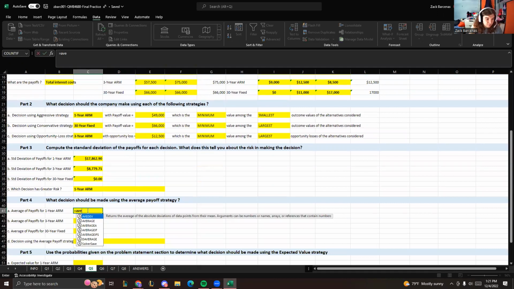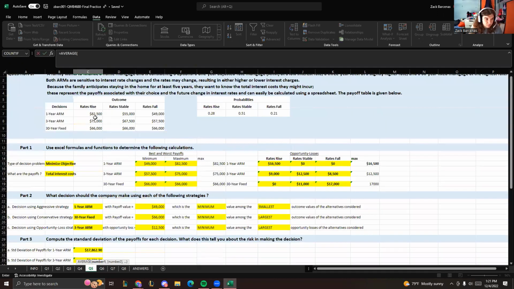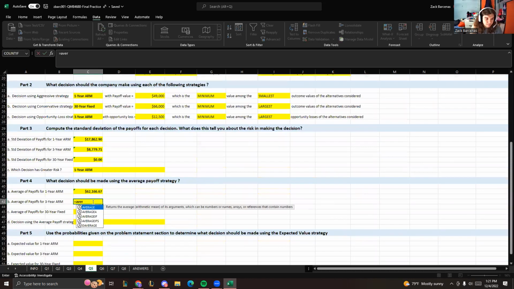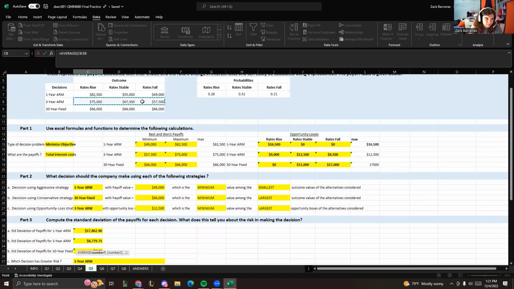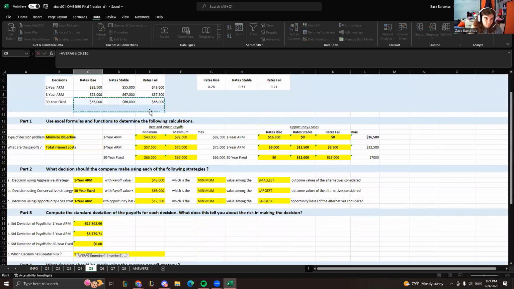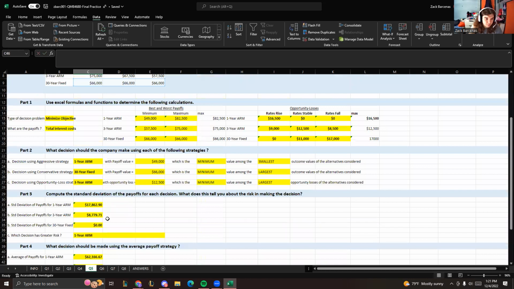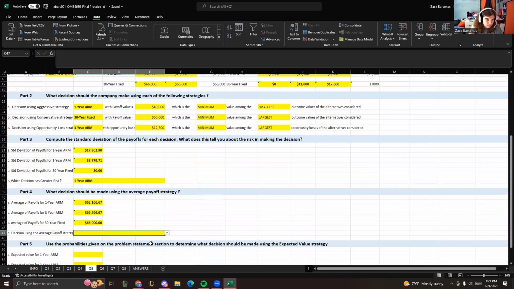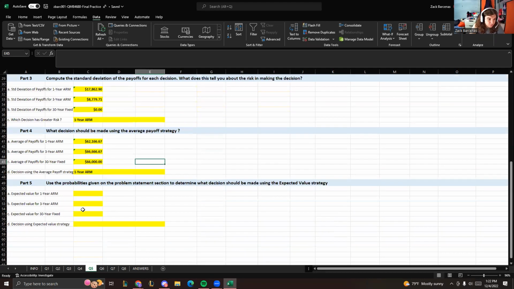So the average payoffs, I believe it would be these. This should just be 66 because it's the only value. And then the average payoff, if you're trying to save the most money, would be the 1 year because it's the lowest one.